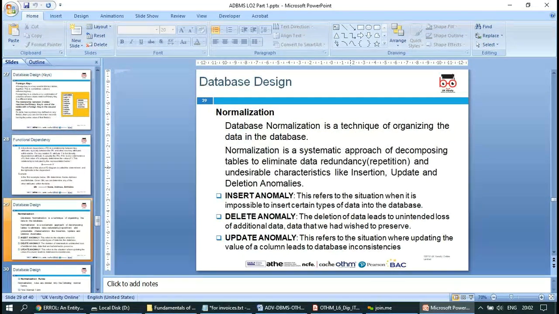So functional dependencies, yeah, that was the next slide I explained earlier. I think you have already studied this as well.